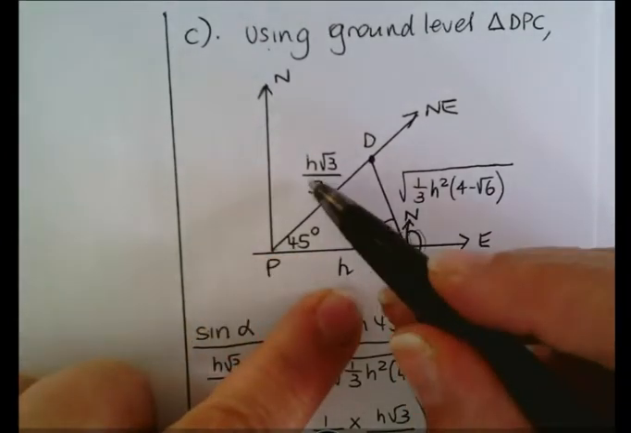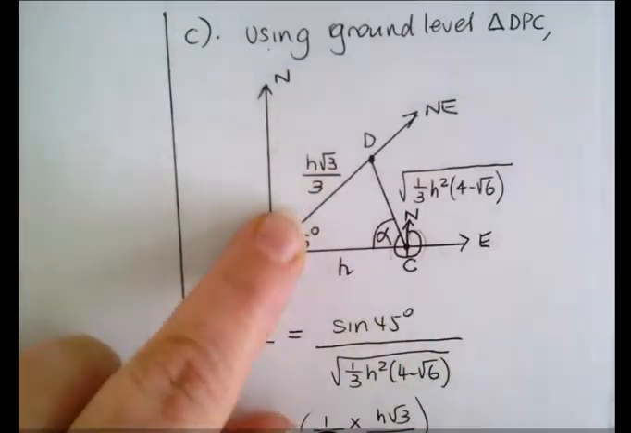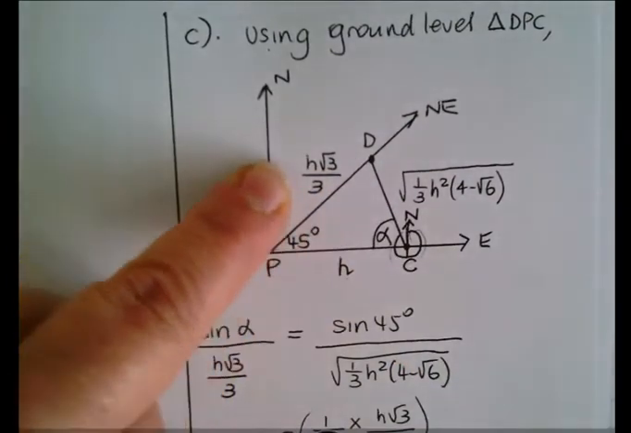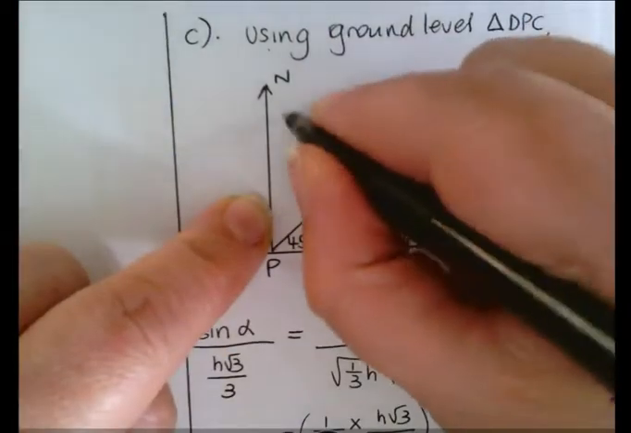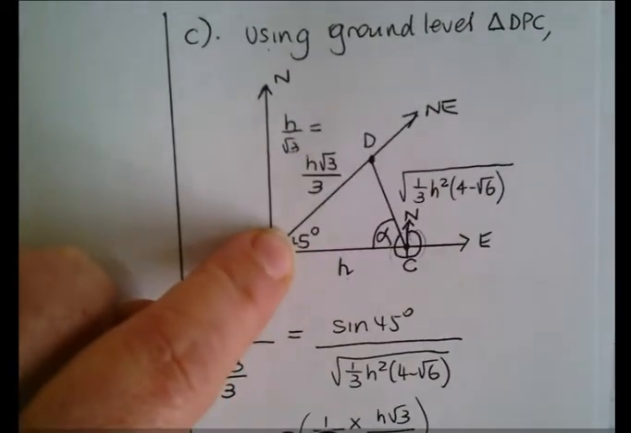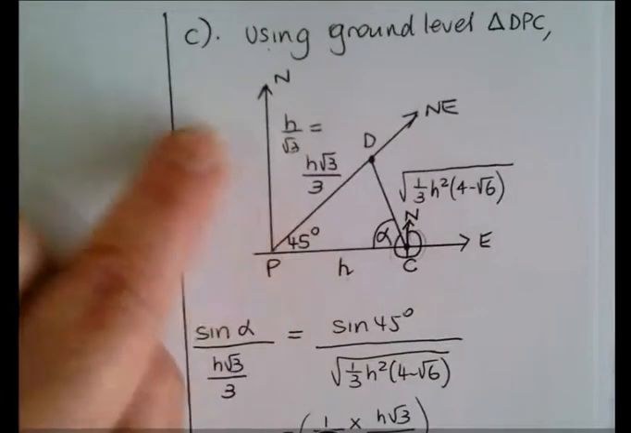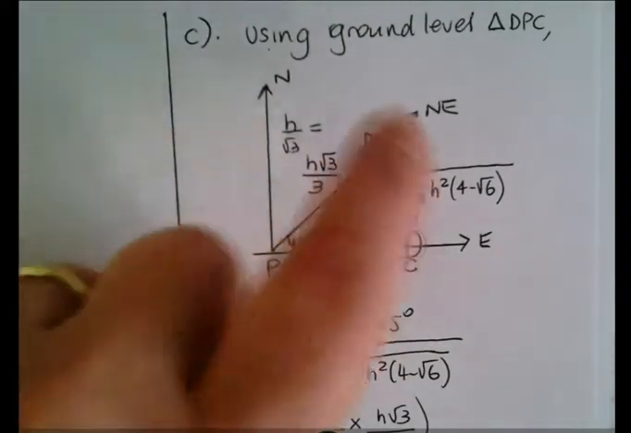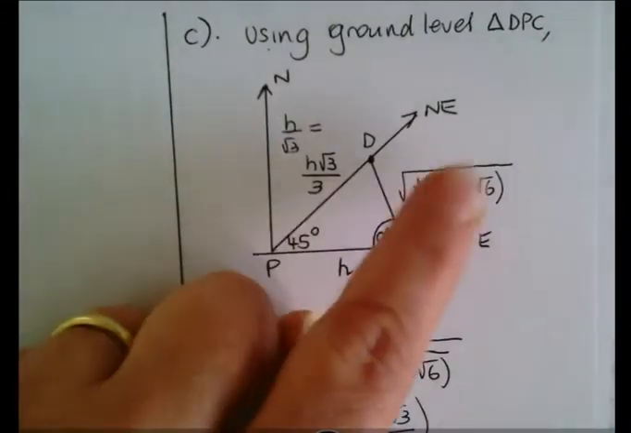This is H. This is H over root 3, or H root 3 on 3 if it's rationalized. So I can write it as H over root 3. That's either H over root 3 or H root 3 on 3. Same thing. You okay with that? Because that's the rationalized version of H on root 3. And that's that thing that we found there.